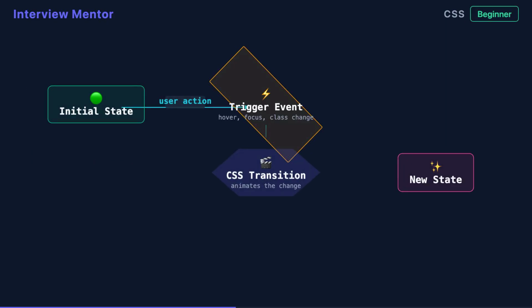Here's the catch. Transitions don't happen automatically. They need a trigger, something that changes the CSS property value. Common triggers include hover states, focus events, or JavaScript adding or removing classes. When the trigger fires, the transition animates from the old value to the new one.